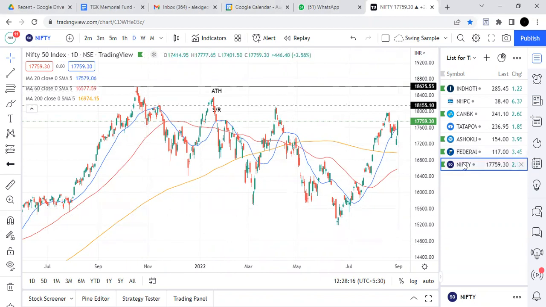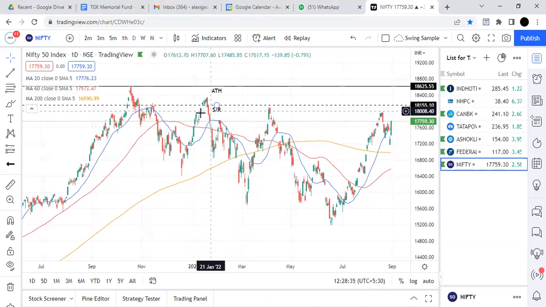So Nifty is a representation of these major companies and its price movements. And if you observe right here in October 2021, it had hit its all-time high. The ATH means all-time high. And this SR is support and resistance, okay? So there has been a resistance at certain levels.